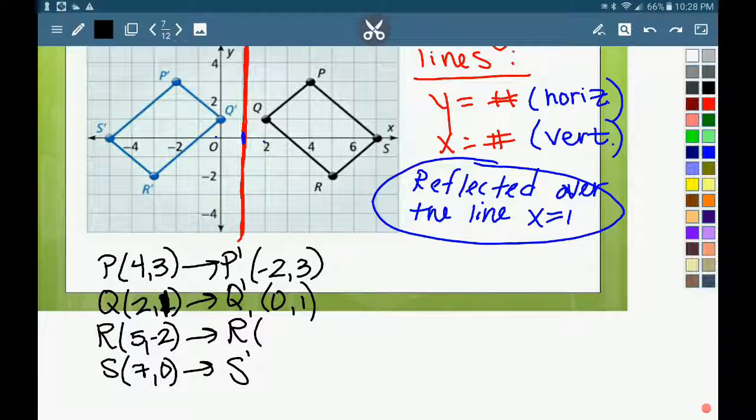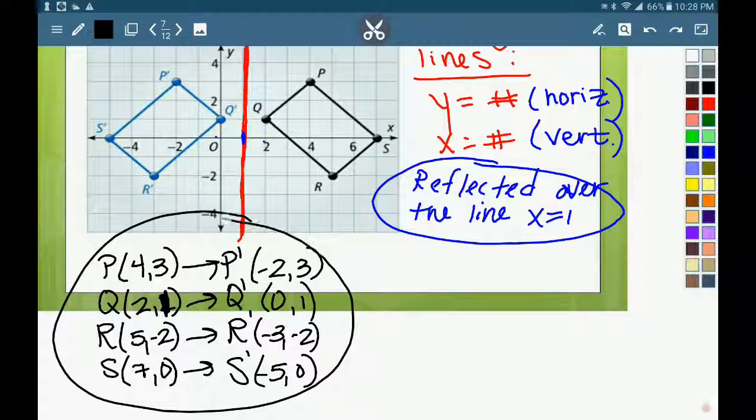Okay, R prime is at negative 3, negative 2. And S prime is going to be at negative 5, 0. Okay, so notice in this example for the arrow notation, the signs don't just change. So if you reflect over an axis, one of the two signs is just going to change. If you don't reflect over one of the axes, it may be a little more difficult to see the pattern that is happening. So there's our second part of the answer.